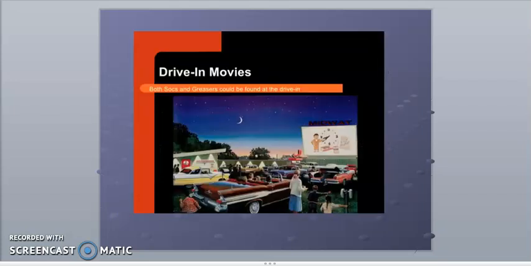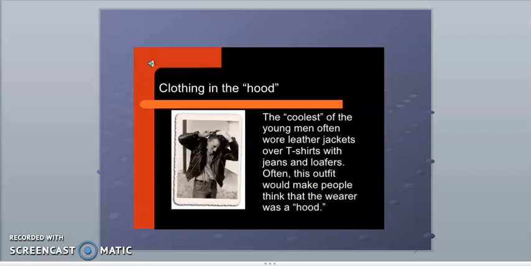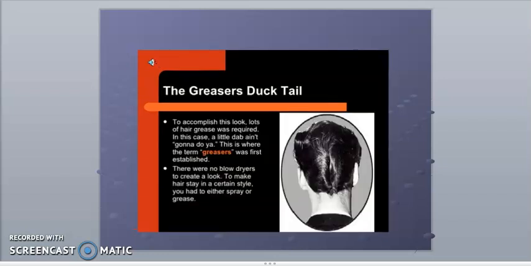Throughout this, we see drive-in movies where both the socs and greasers can be found watching, and it causes some conflict because they're both in the same space. Clothing and the hood: the coolest young men, the coolest greasers, often wore leather jackets over t-shirts with jeans and loafer shoes. This outfit would make people think that the wearer was a hood, someone who was not to be respected.